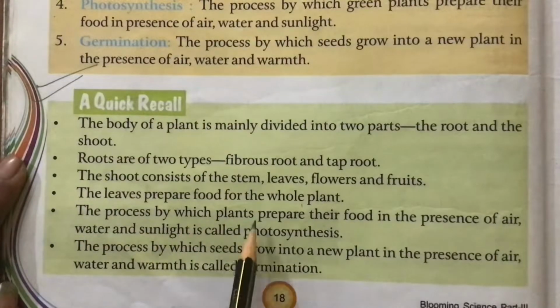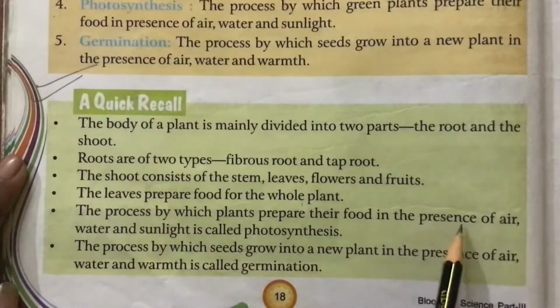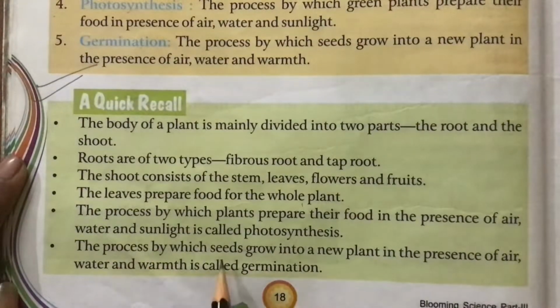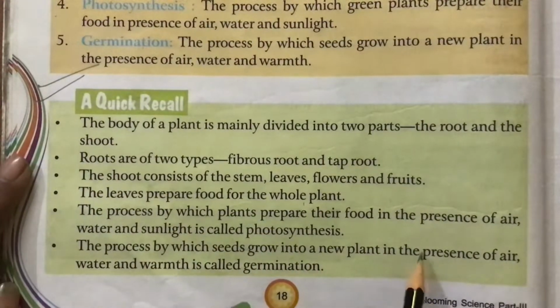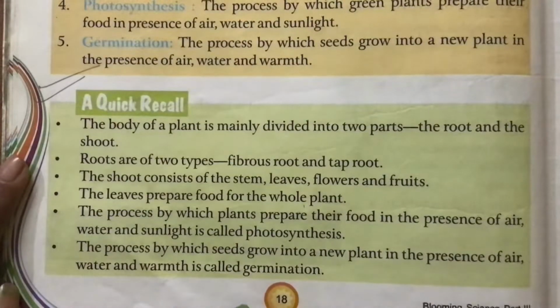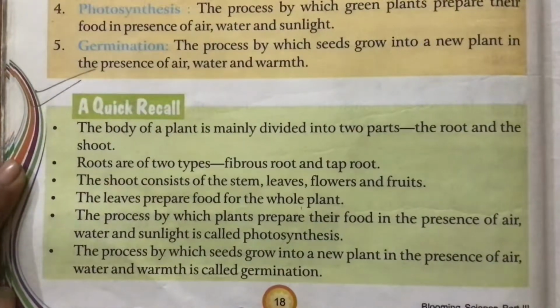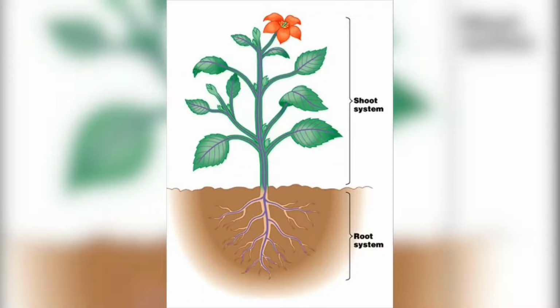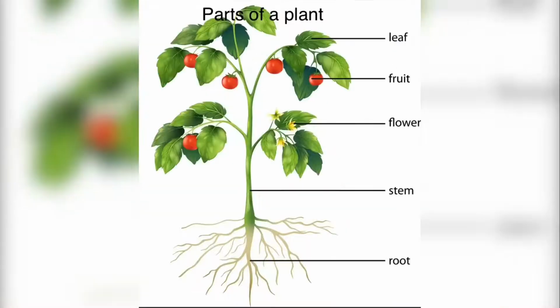The process by which plants prepare their food in the presence of air, water and sunlight is photosynthesis. The process by which seeds grow into a new plant in the presence of air, water and warmth is called germination. Okay children, now we will revise with a picture also. The body of a plant is mainly divided into two parts, that is the root and the shoot.